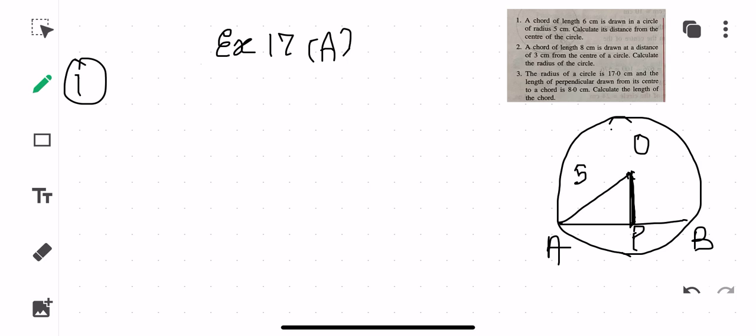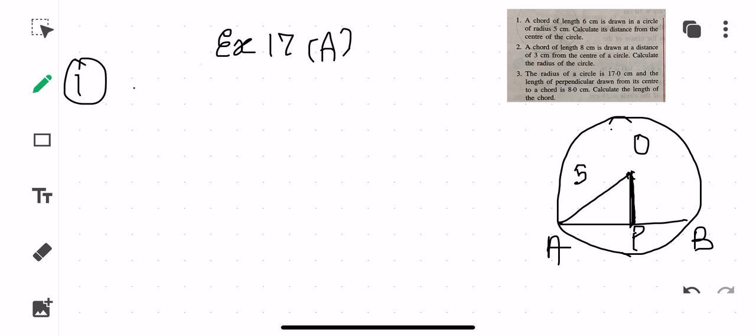Okay, so how are you going to write this? Now remember, children, one of the most important things that I want to tell you: in circles, whenever you are using any particular theorem, you need to mention that theorem clearly, or else you will be losing marks.